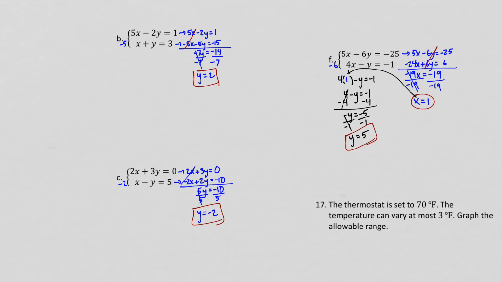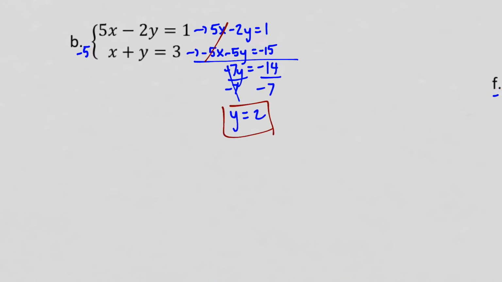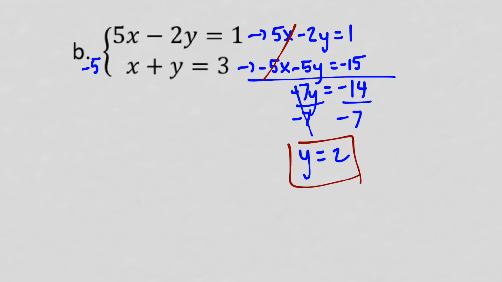Okay, here you go. Here are the correct solutions. For part B, what I did is I multiplied the bottom equation by negative 5. That way I would have negative 5x and it would cancel with 5x. I got negative 7y, and on the other side I got negative 15, which combined with the 1, it got negative 14. Divide by negative 7 and you're done. Because remember, you're only looking for the y value.